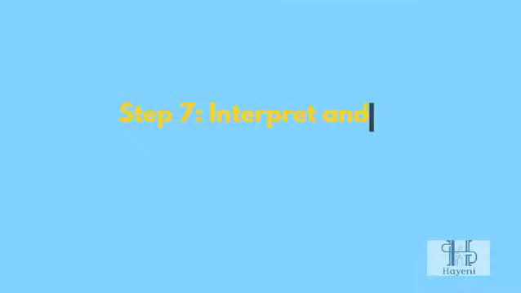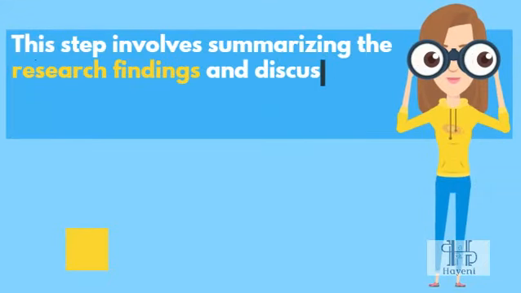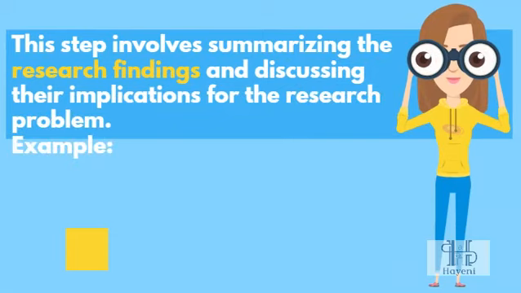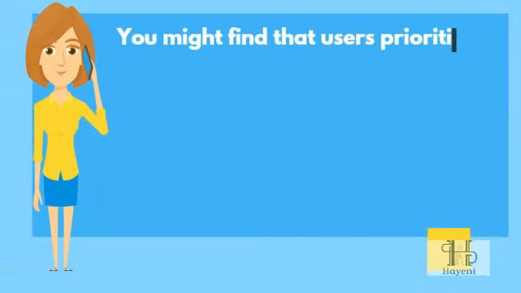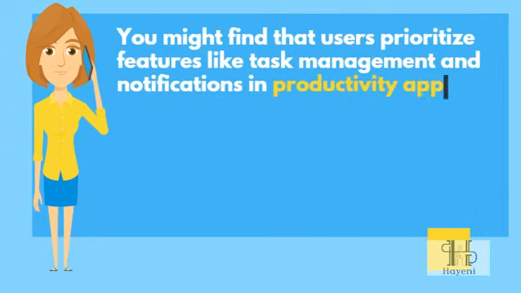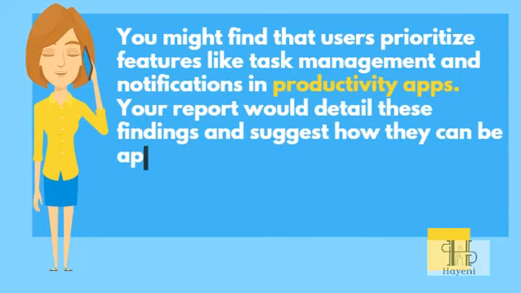Step 7. Interpret and report findings. This step involves summarizing the research findings and discussing their implications for the research problem. Example: you might find that users prioritize features like task management and notifications in productivity apps. Your report would detail these findings and suggest how they can be applied to app development.